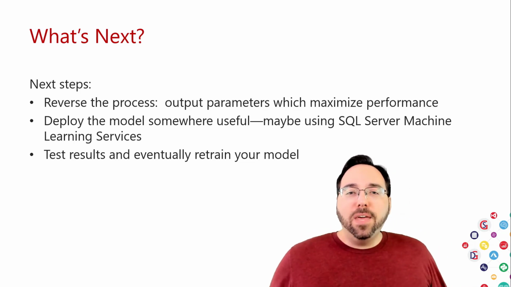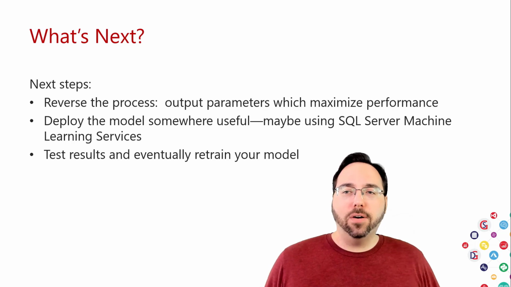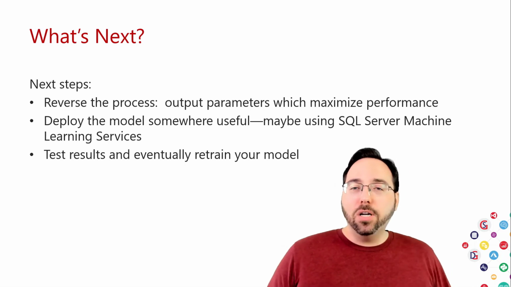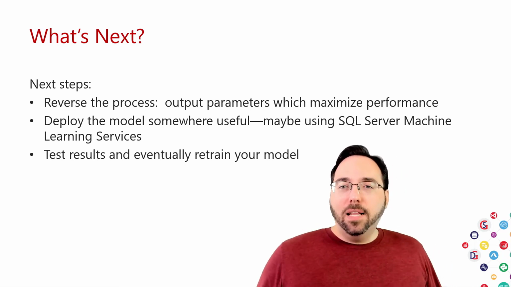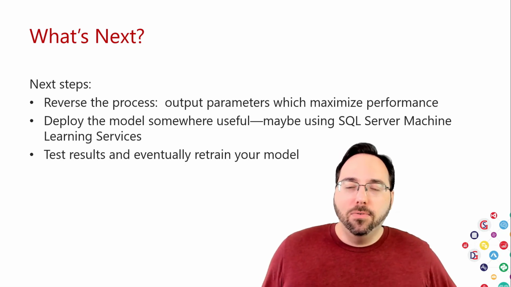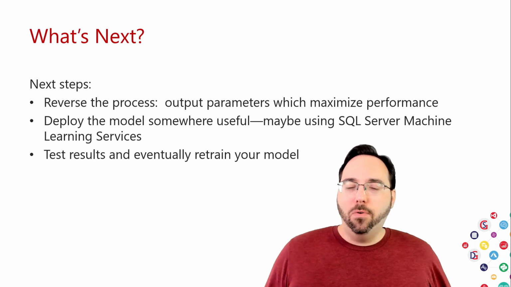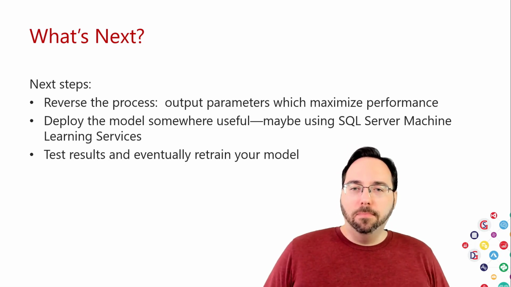Well, the next step is reverse the process. And we started doing that with the evolutionary example. Find the output parameters that maximize performance. In my evolutionary example, like I said, for small databases, less than 50 gigs, use this combination of buffer count and max transfer size. For larger databases, use this combination.